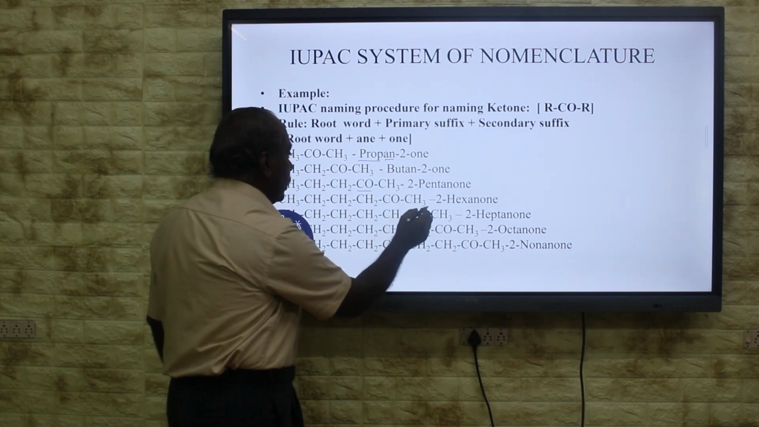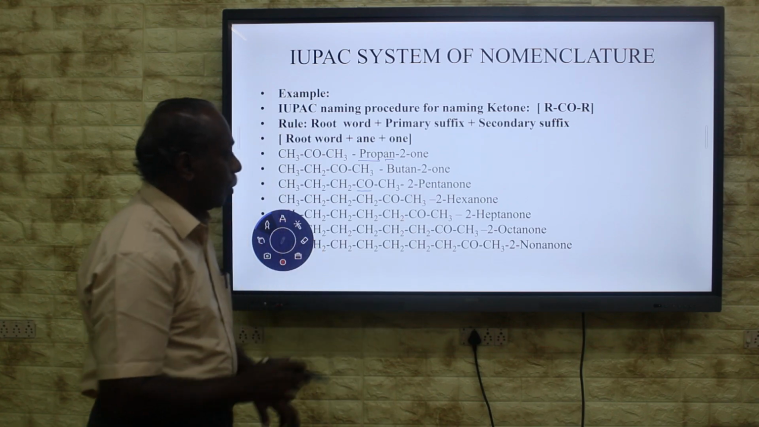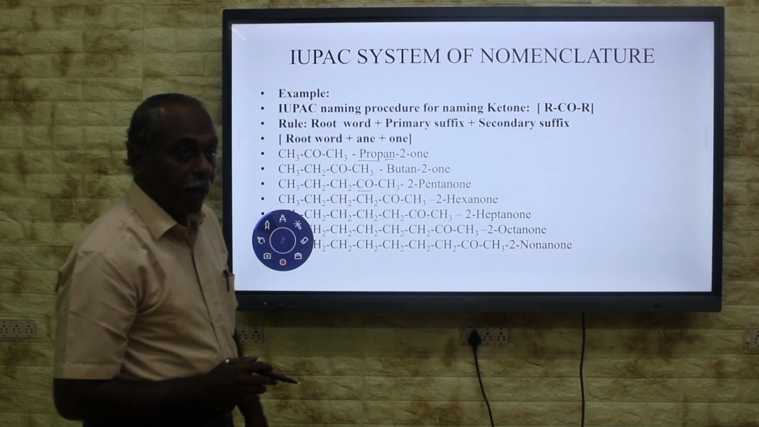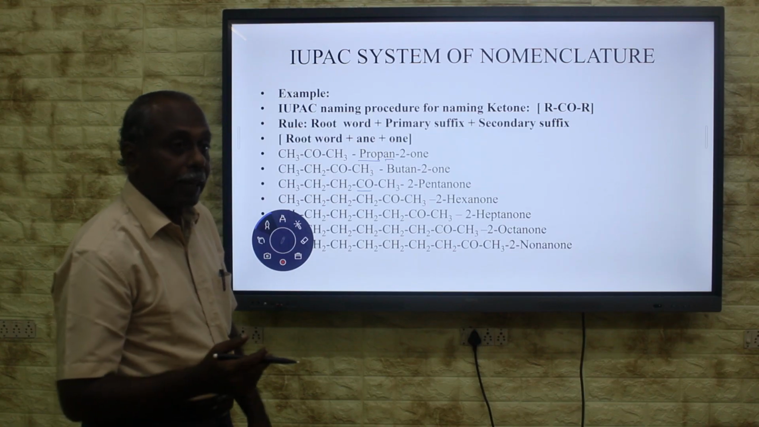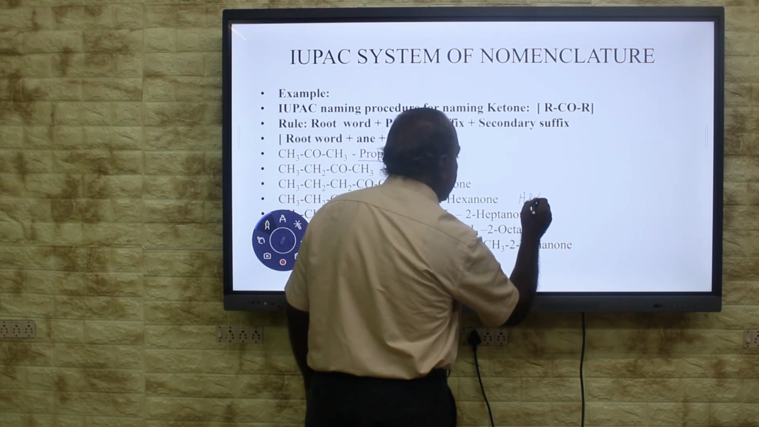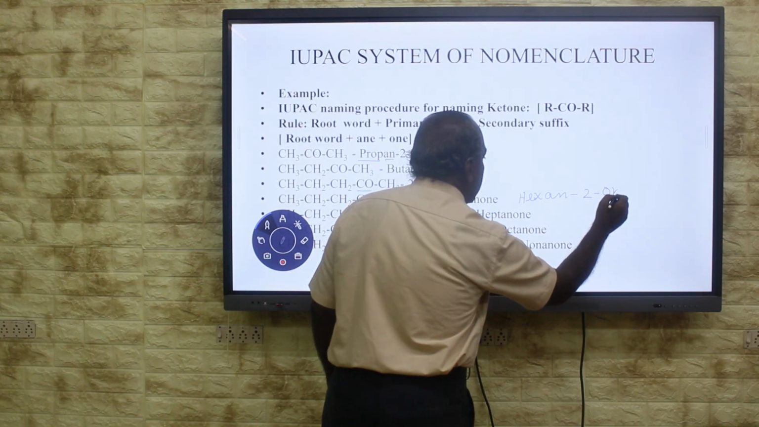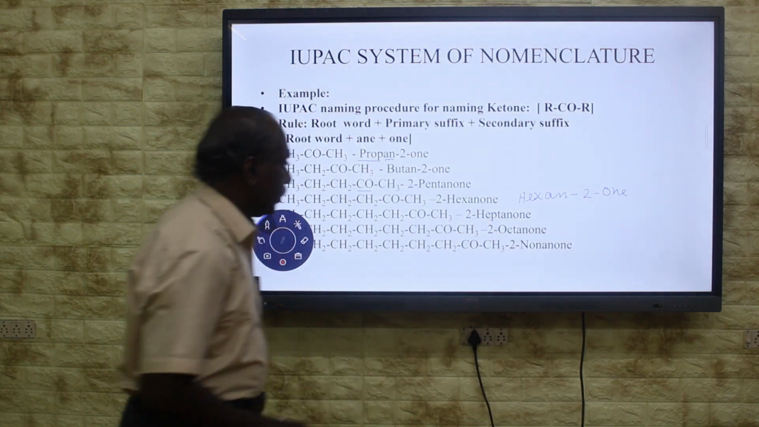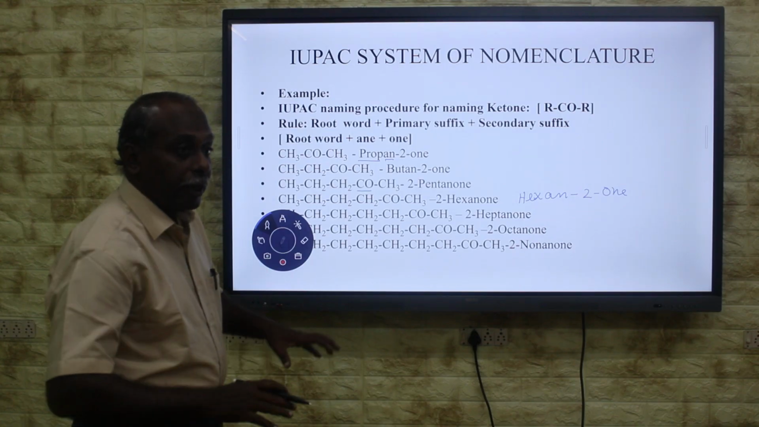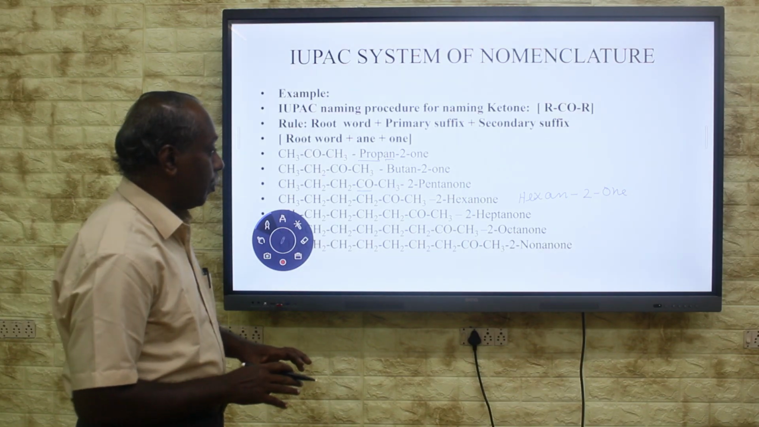Here, hexanone: the ketone is in the second position, therefore 2-hexanone is acceptable. Or hexan-2-one, which is another way. The position of the ketone should be mentioned. You can write either way; any one of the ways is acceptable. In that manner, we write the IUPAC name for the compound.